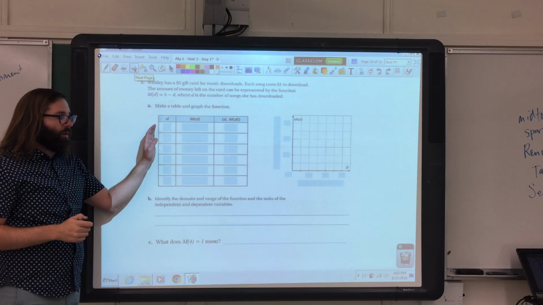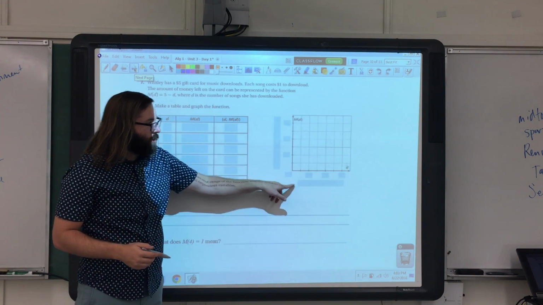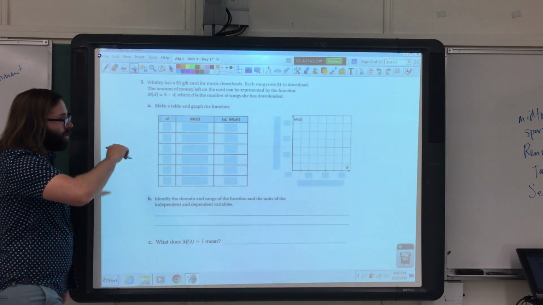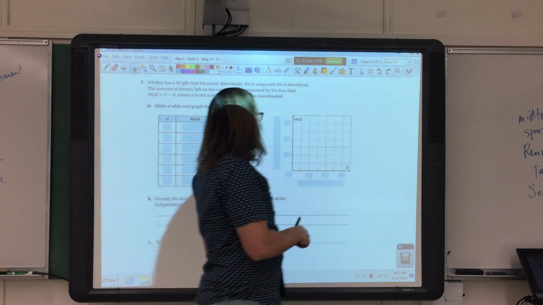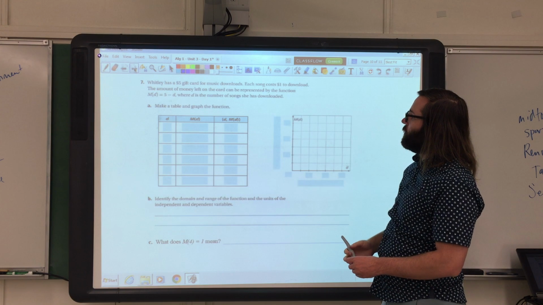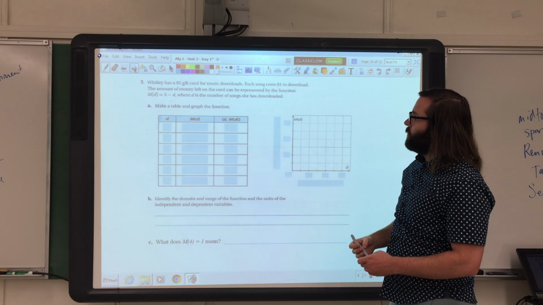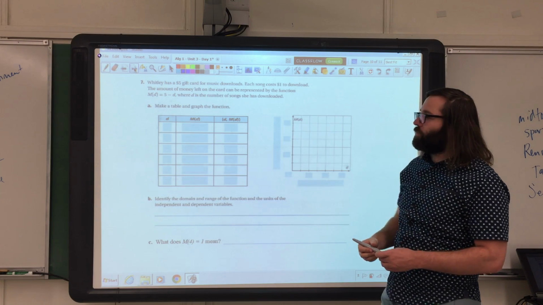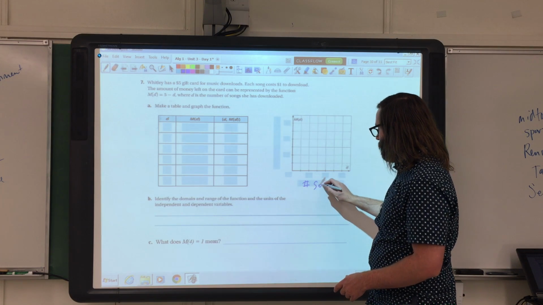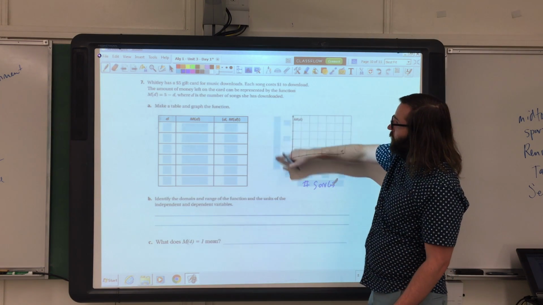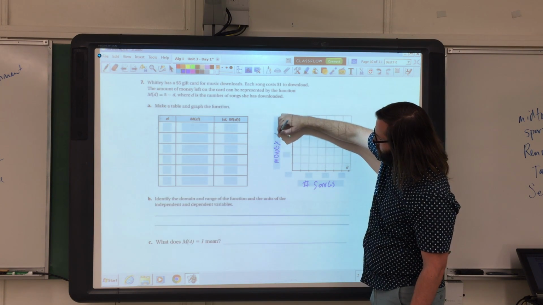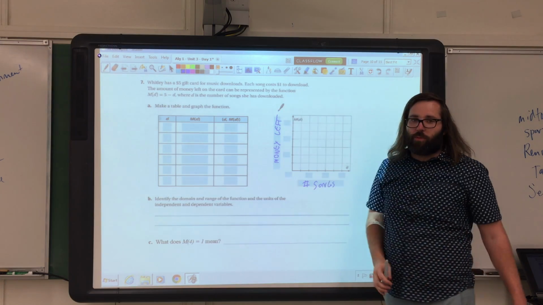Okay? Table again. So you want to label this, label that. Okay? So when you're going, make sure that, let's just give this one to you. $5 gift card from each download. Each song costs $1 to download. The amount of money left on the card can be represented by that, where D is the number of songs. So down here is going to be number of songs, and right here is going to be, you can say money left. Something like that.